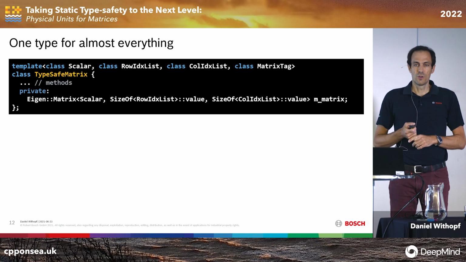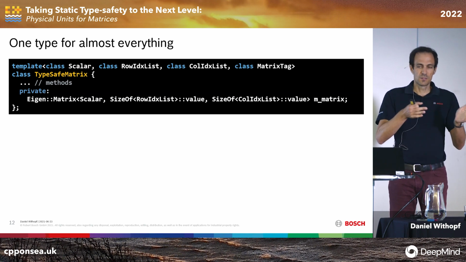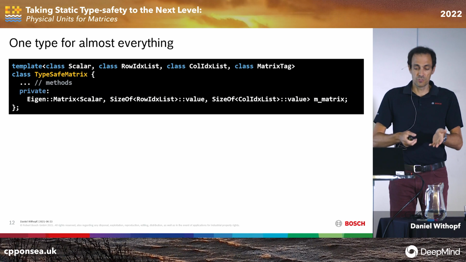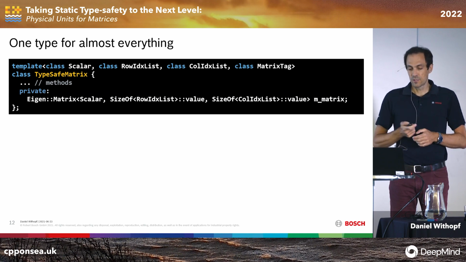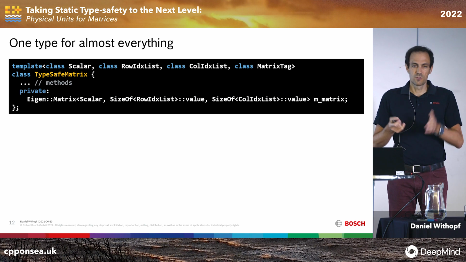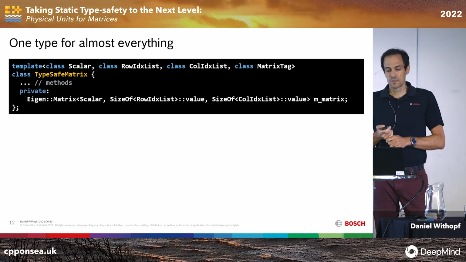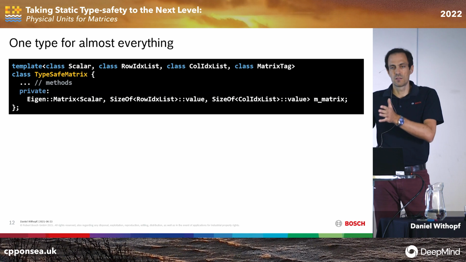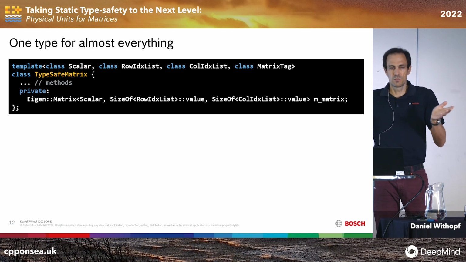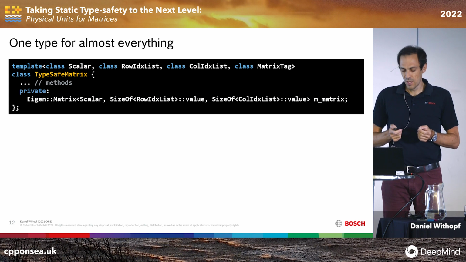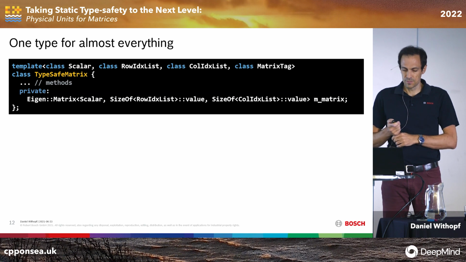Second argument is the row index list. This is a list of these indices I showed earlier that tell you what the rows describe in such a matrix. The third argument is a column index list that describes the columns. And the last argument is a matrix tag. I will show later on what that exactly means. This is used to distinguish between points, vectors, Jacobian matrices, covariance matrices, and stuff like that. So we not only have an annotation for the units, but we also know what kind of matrix this is, which will be fairly handy when we later on want to check all our vector operations.